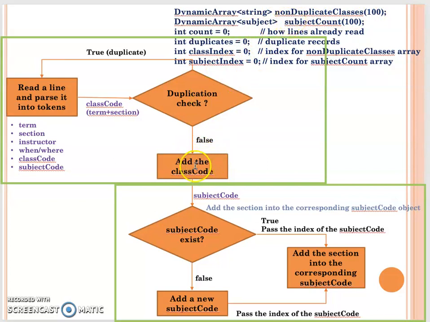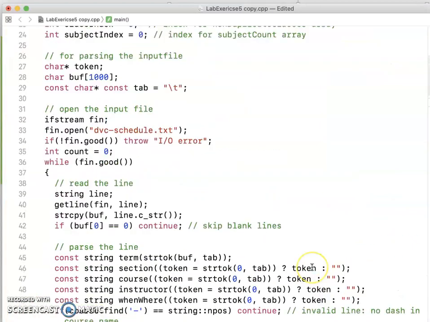Since this one is not a duplicate, the second part we need to do is add this section, the subject code, also into our subject code object. This part I will talk about later. Let's focus on here first. Now we just see how we should do the duplicate check. So that's what we see here.